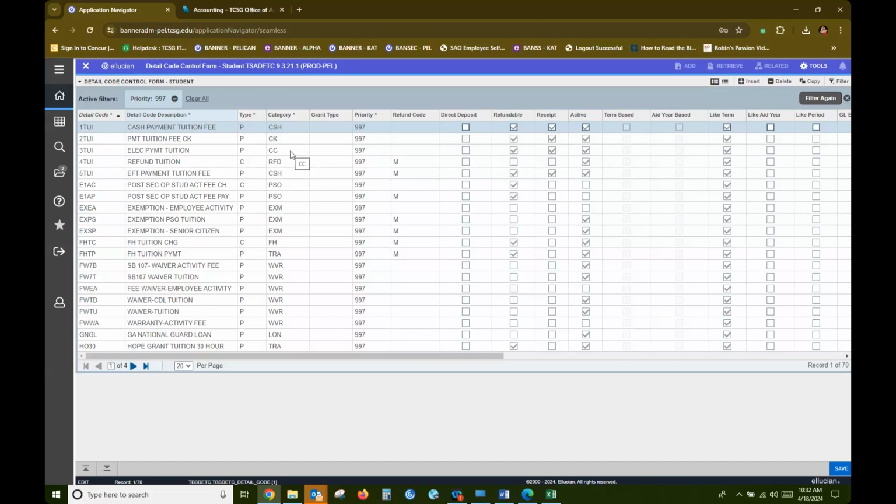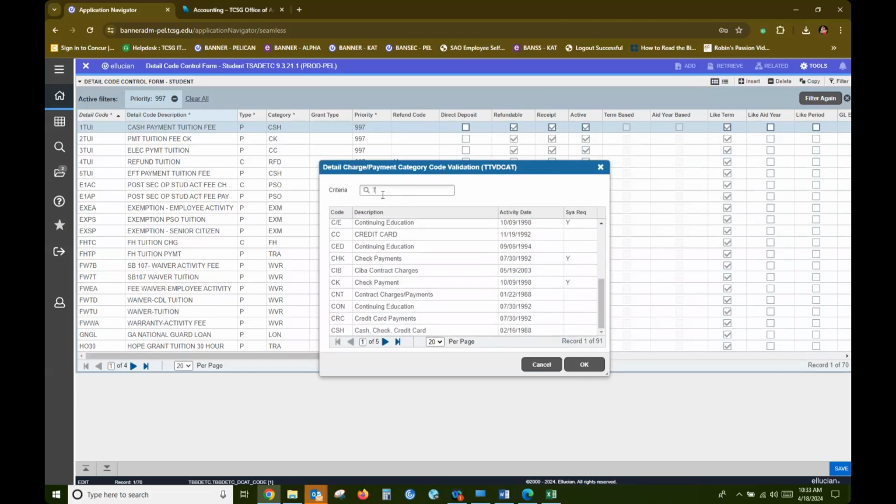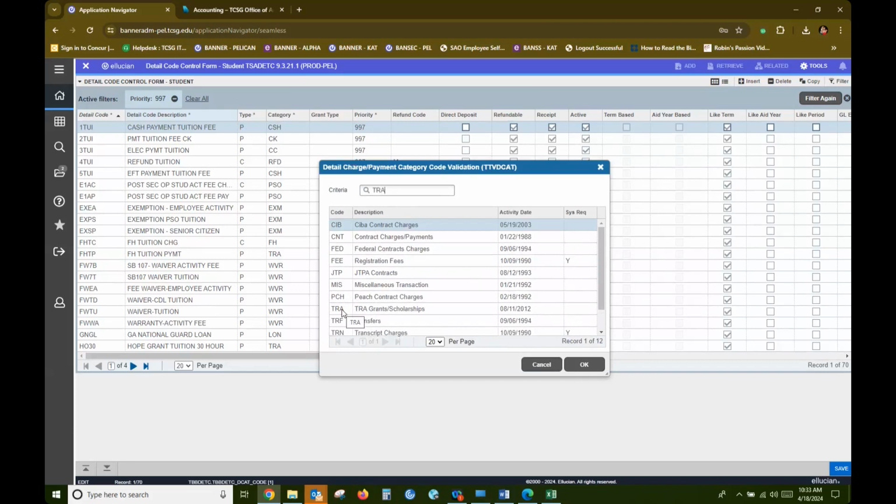Category codes. Category codes are unique to your college. They are what you want them to be, and they are choosable through a form. So TTVDCAT is your validation form, because the third letter is a V. If the third letter in a form is a V, it means it's a validation form. So this category code has to exist in TTVDCAT before you can choose it or enter it here. So each college has their own set of category codes. Some of them will be the same. A lot of you have this one in particular. I think it's TRA.